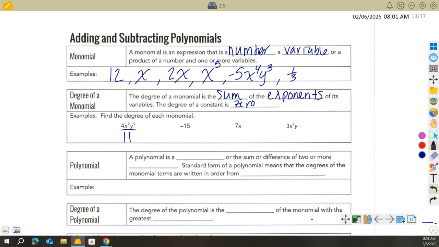-15, that is just a constant. So my degree is 0. So go ahead and take a second and find the degree of the next two. If we remember that 7x to the first, that there's that invisible 1 that we have as that exponent. So this degree is 1, and then this one will be 3.